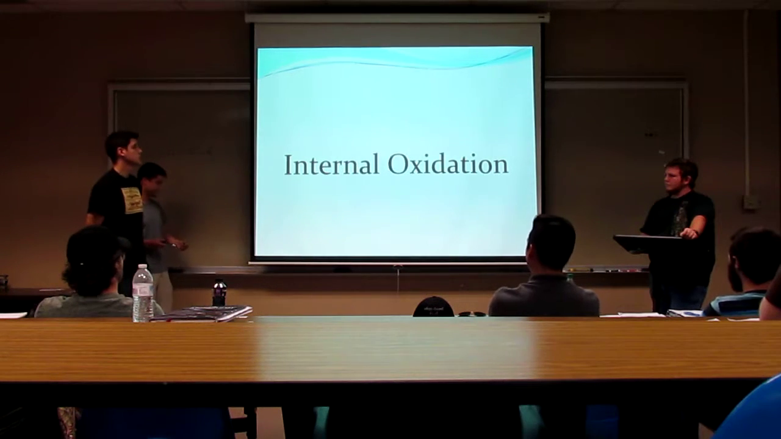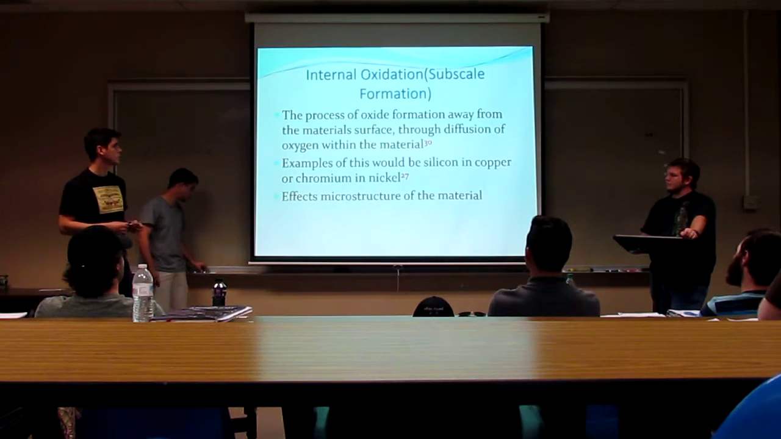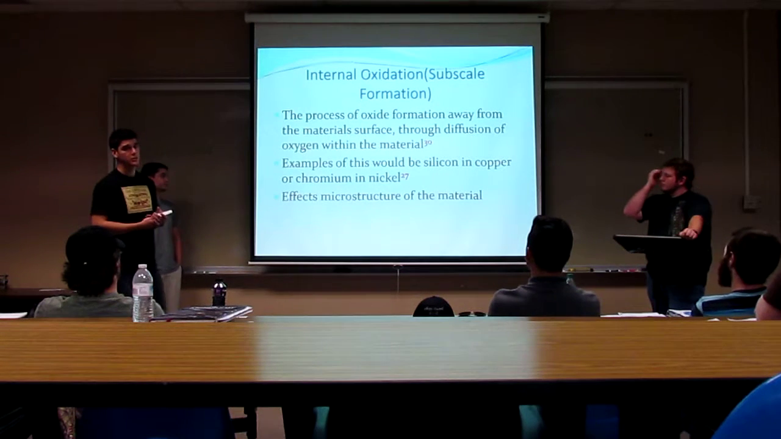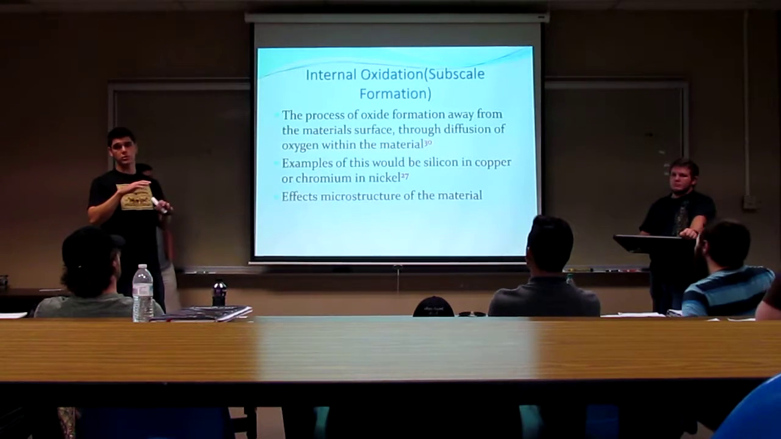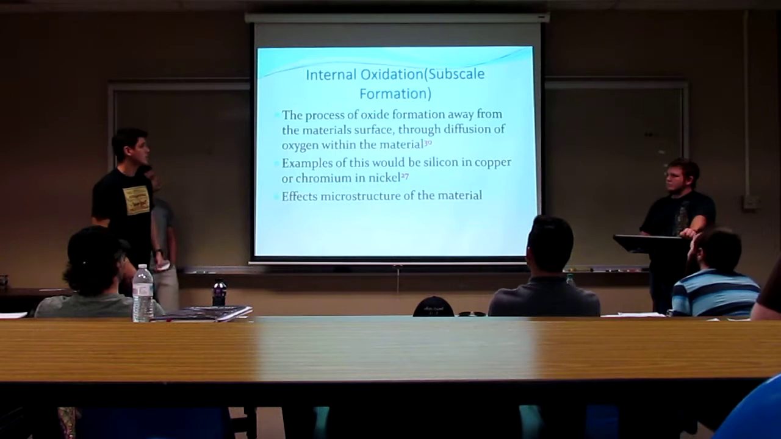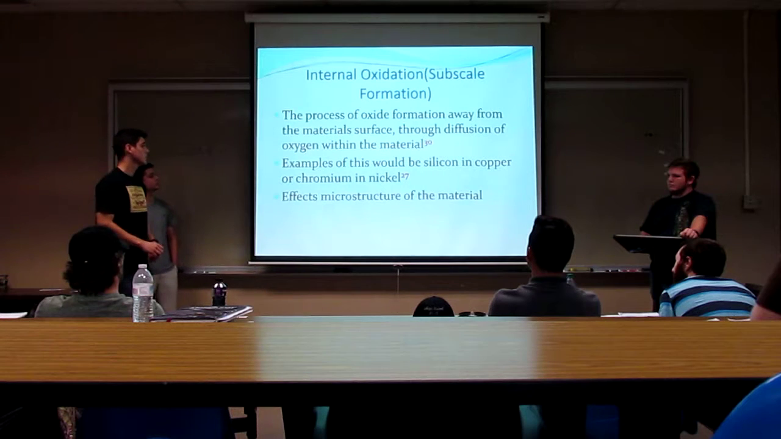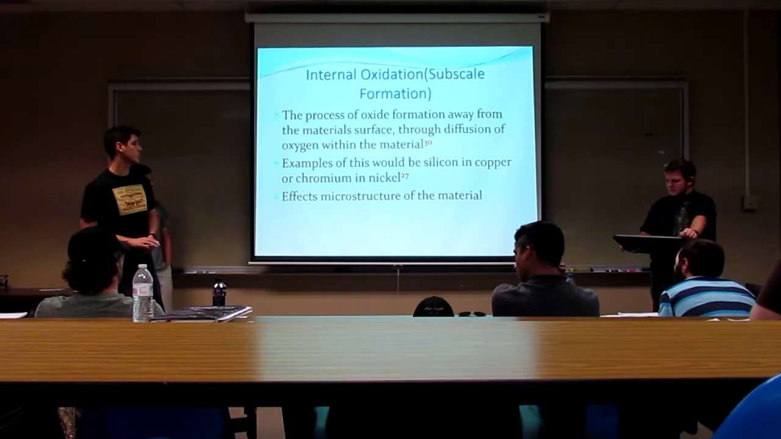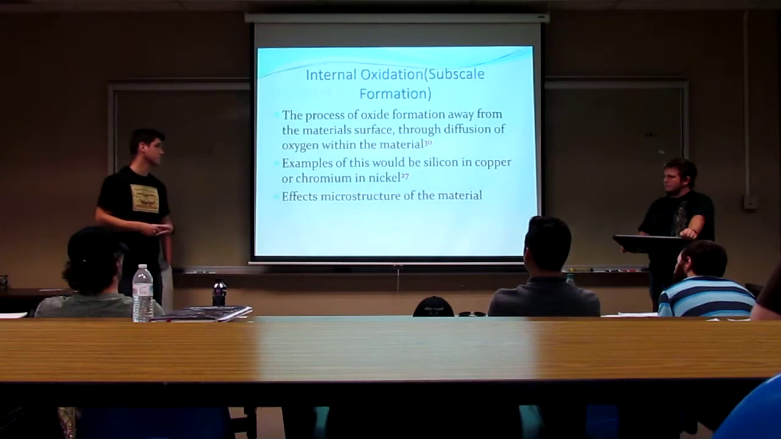So, internal oxidation. Internal oxidation is the process of oxide formation away from the material surface through the diffusion of oxygen within the material. In high temperature oxidation, you had oxidation scale buildup on the metal structure itself. This is going to be oxidation in the metal itself. Examples of this would be silicon in copper, where the silicon is the alloying component being oxidized, or chromium and nickel. This affects the microstructure of the material.